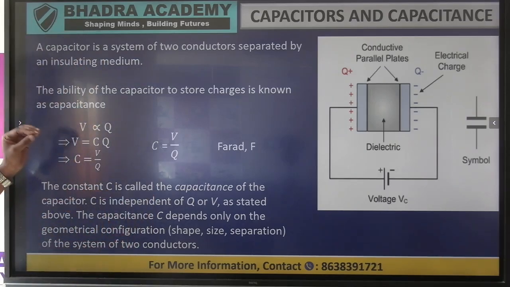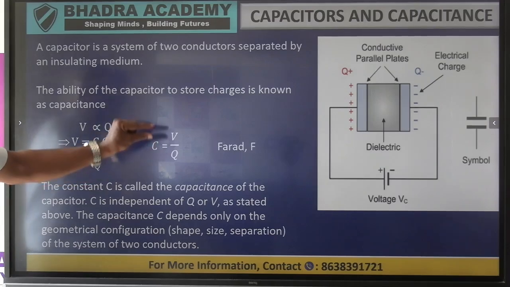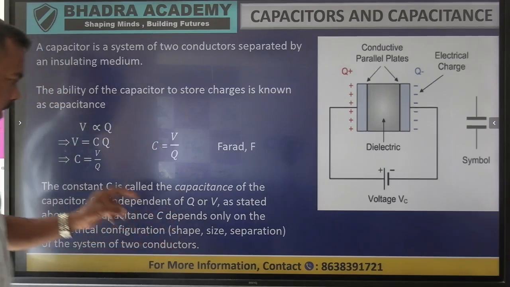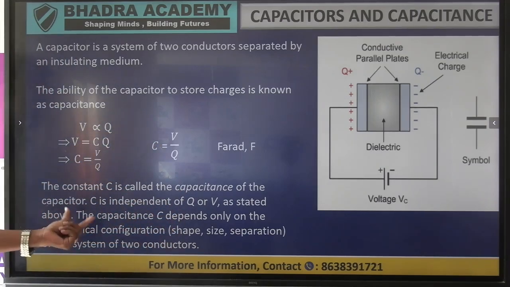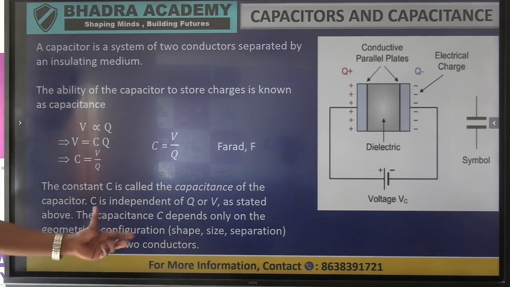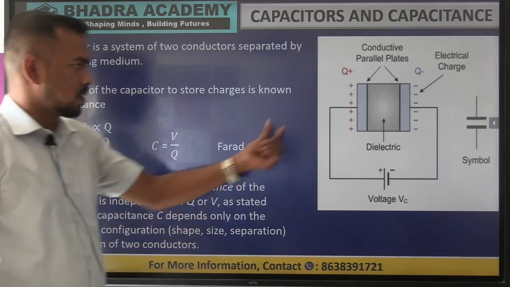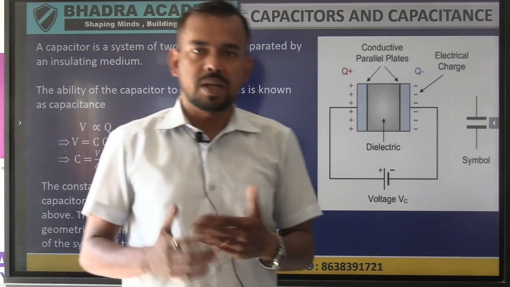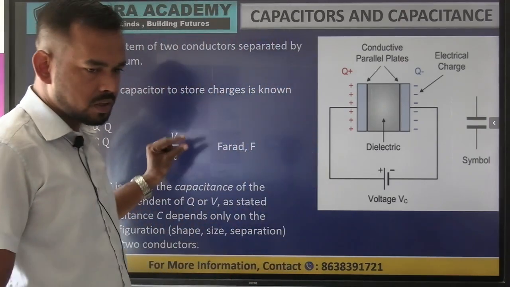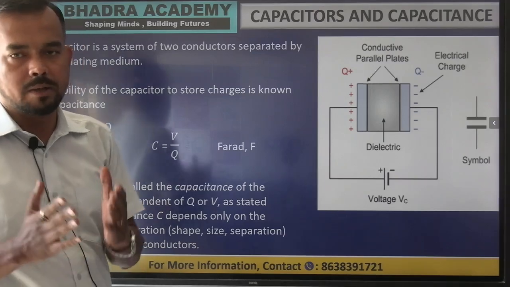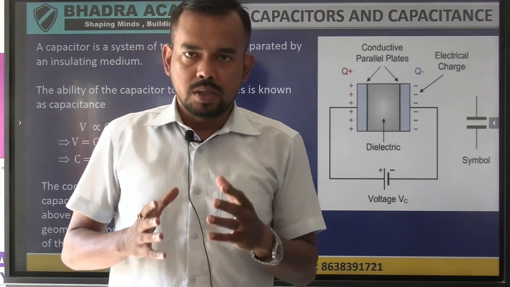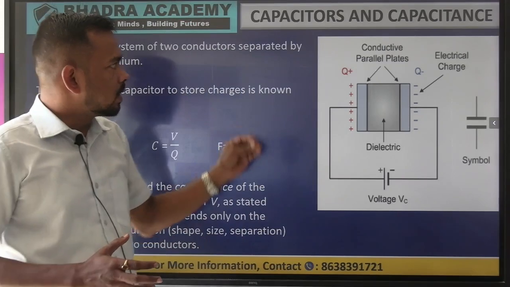Also, the capacitance of the capacitor is independent of the charge and the voltage applied, okay? But it depends on the geometrical configuration, that is the shape, size and separation of the system of two conductors, right? So it depends on other factors, not on the potential difference and the charge stored in the conducting plates, right? So this was an insight about the capacitor and capacitance.